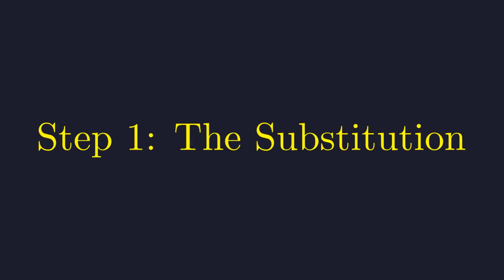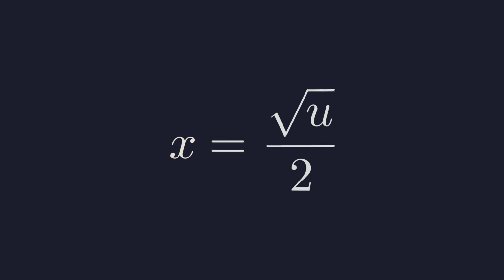Our first move is to simplify the exponential term, which dictates the function's behavior. We set u equal to 4 times x squared. This transformation will linearize the exponent, which is going to make everything much cleaner. To perform the substitution, we must express x explicitly in terms of u. Solving for x, we find it equals the square root of u divided by 2.